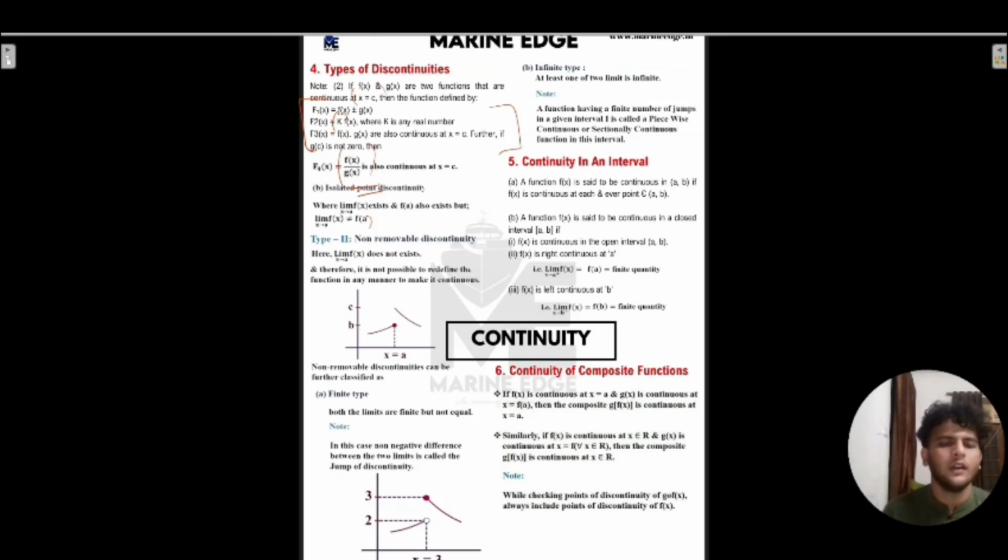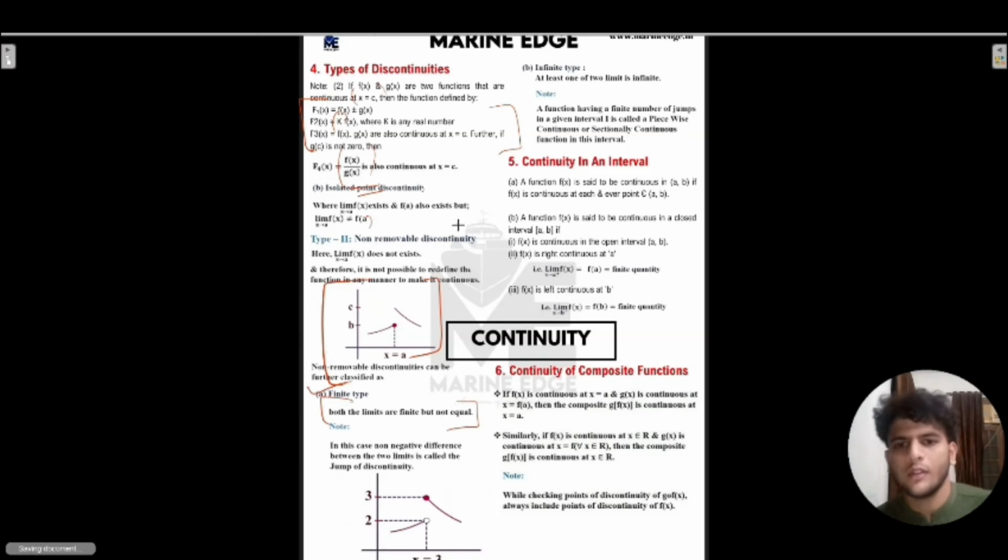Type 2, non-removable discontinuity, where the limit of x tending to a of f(x) does not exist, therefore it is not possible to redefine the function in any manner to make it continuous. Okay, so this is the case which is presented here. Yes, the finite type, where both the limits are finite but are not equal. Yes, this is for the LHL as well as the RHL.